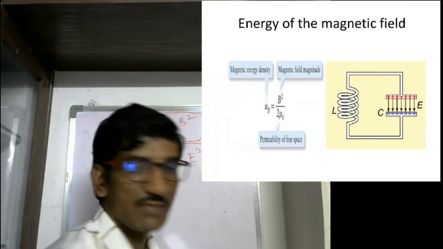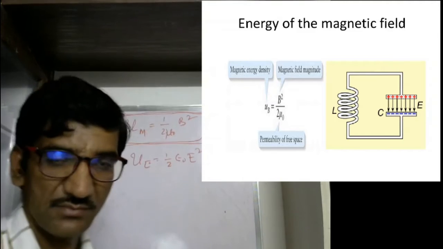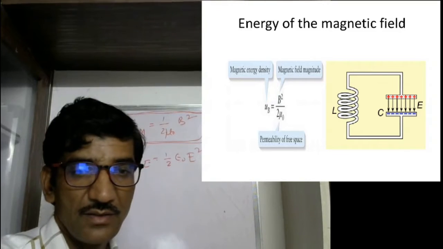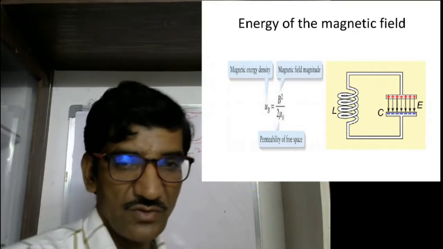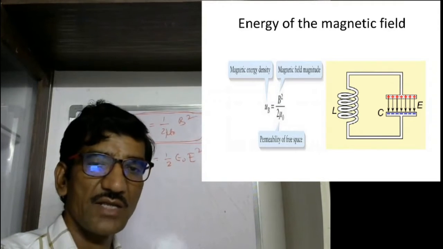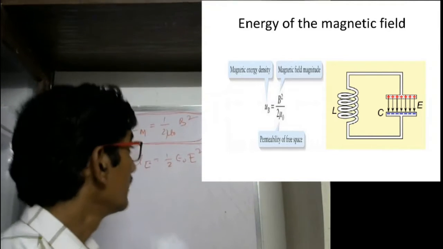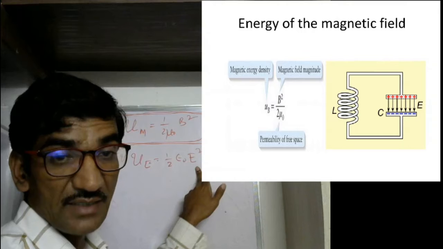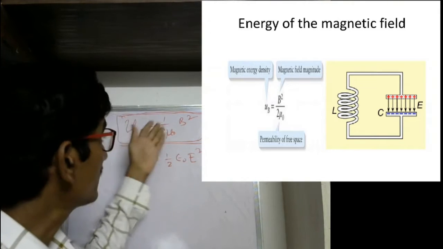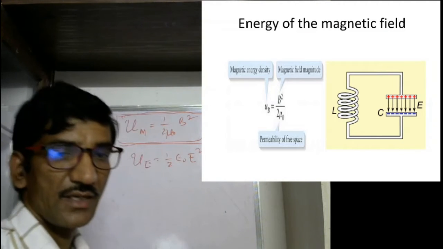So it is directly proportional to B square, the second power of B. These formulas are very similar. All energy density formulas are very similar. If you take the intensity of light formula, that will be proportional to amplitude square, A square. If it is an electric field, then the energy density will be proportional to E square. If it is a magnetic field, its energy density will be proportional to B square.